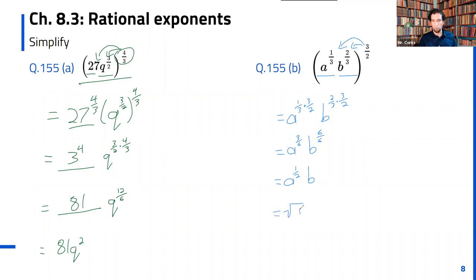We could write this as the square root of a times b. By convention, we'd often put the square root second, so b root a like this, but it doesn't really matter that much. At this point, we've solved the question. The other parts are just maybe we want to present the answer a little differently. But by that part, a to the exponent 1 over 2 times b, that's simplified.